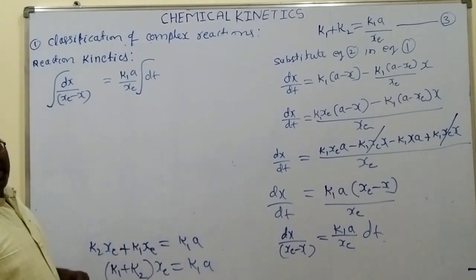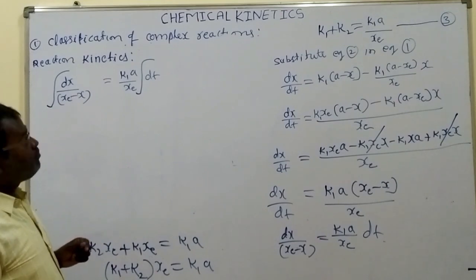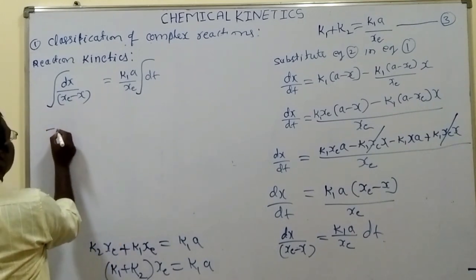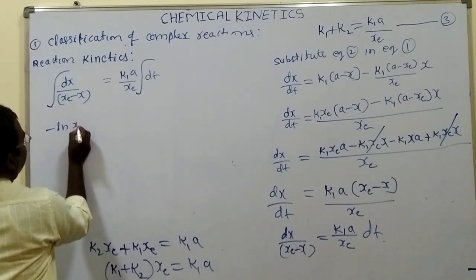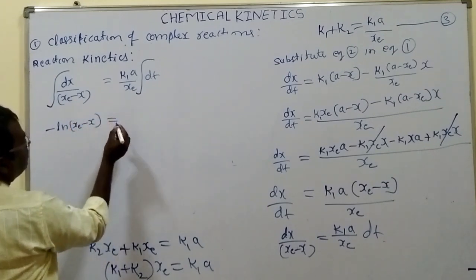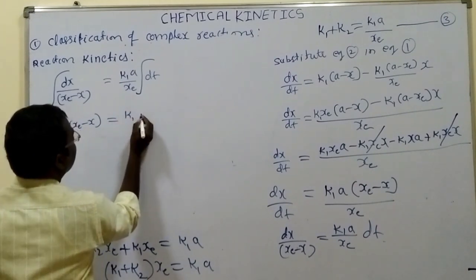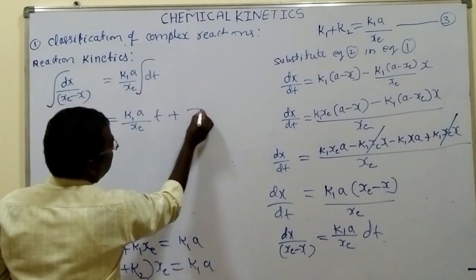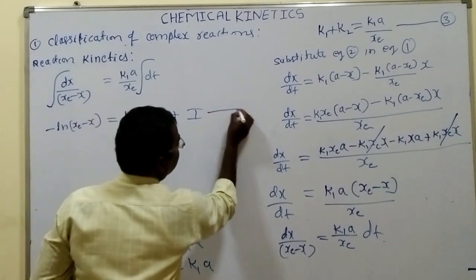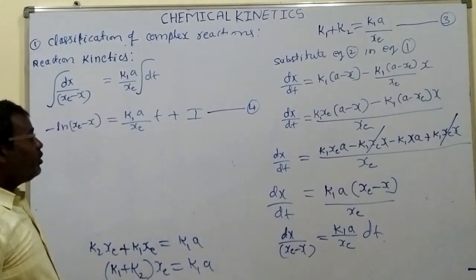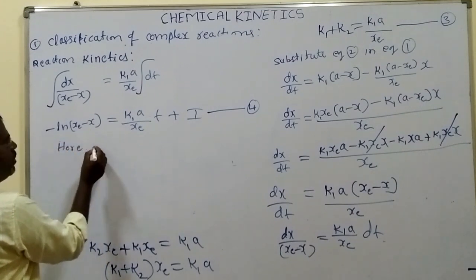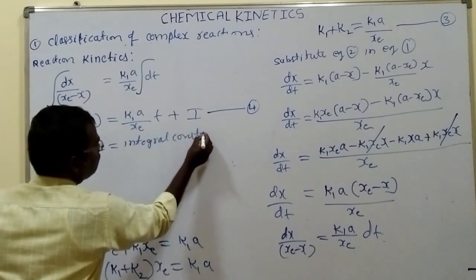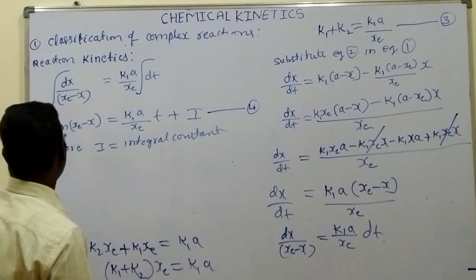Integration of 1 by x dx is equal to ln x, so here it is minus ln (xe minus x). This is equal to the integration of the constant k1a by xe times the integration of dt, which is t, plus the integral constant. This is equation 4, where I is the integral constant.